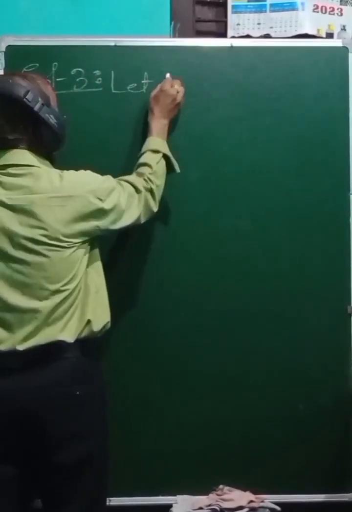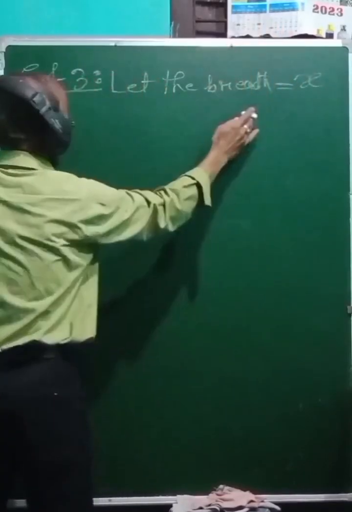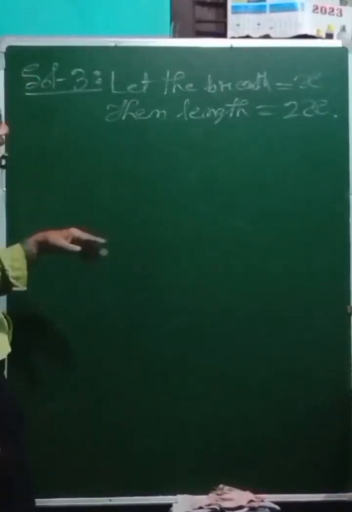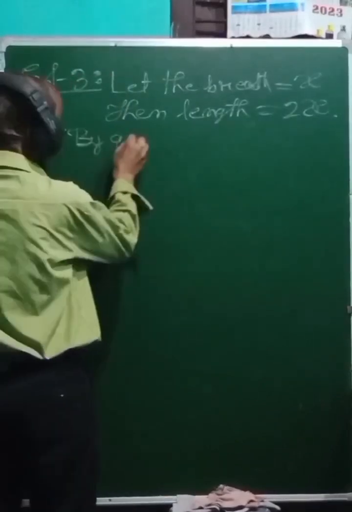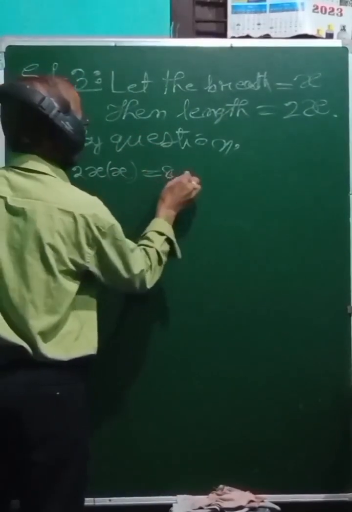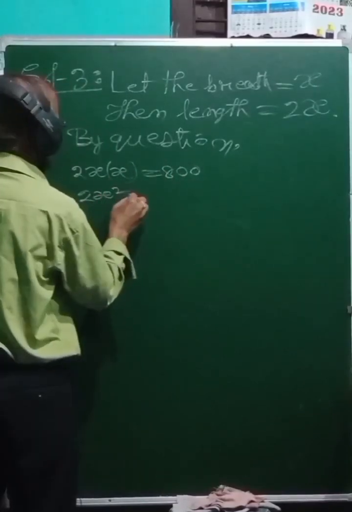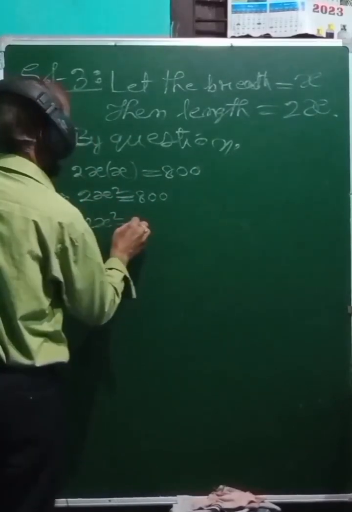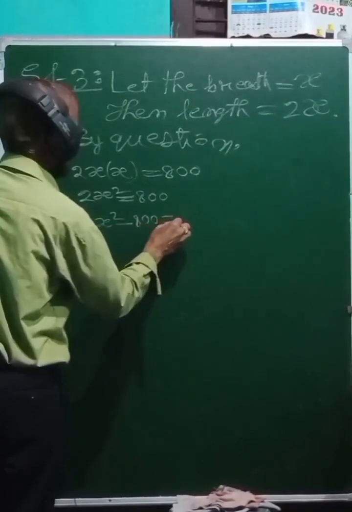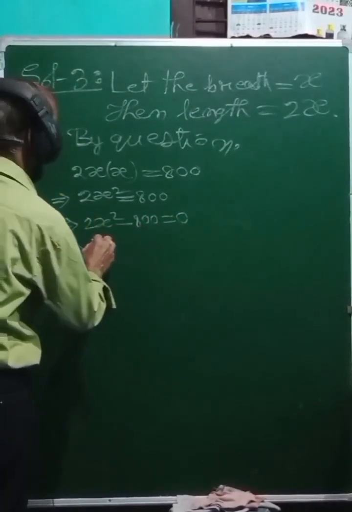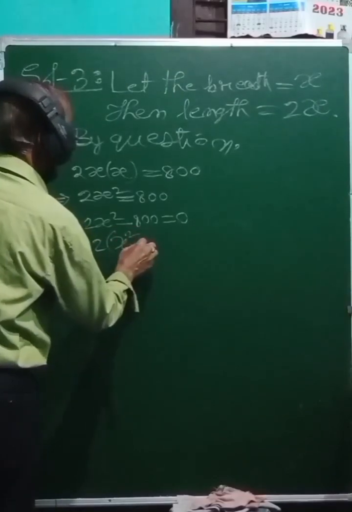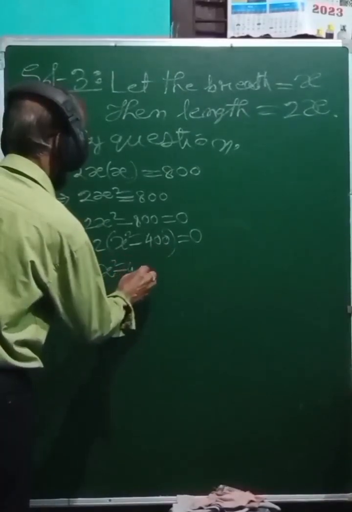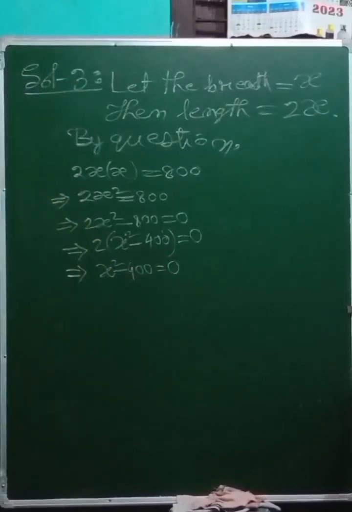Solution 3. Let the breadth be x, then the length will be 2x, and it is also given that the area is 800 square meters. So the equation is 2x into x equals 800, which implies 2x square equals 800, which implies 2x square minus 800 equals 0, which implies 2 into (x square minus 400) equals 0, so x square minus 400 equals 0.